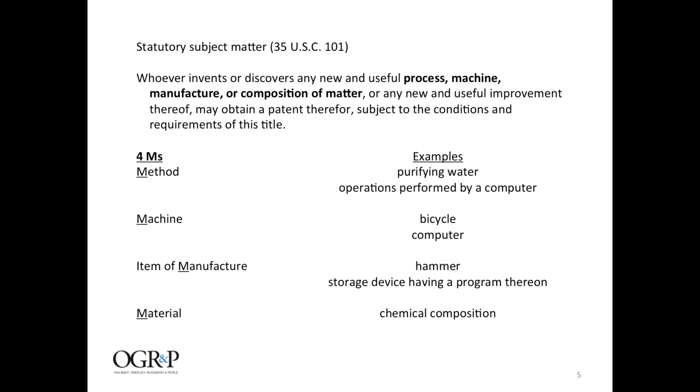Machine, an example is a bicycle. But for purposes of this lecture, a computer is also a machine. Items of manufacture. Example, a hammer is an item of manufacture, a tool. It's a tool that is not a machine per se. But for purposes of this lecture, and for computer-implemented inventions, an item of manufacture is, by way of example, a storage device that has a program thereon, a program for controlling the operation of a processor. And finally, the 4th M is a material, an example being a chemical composition.